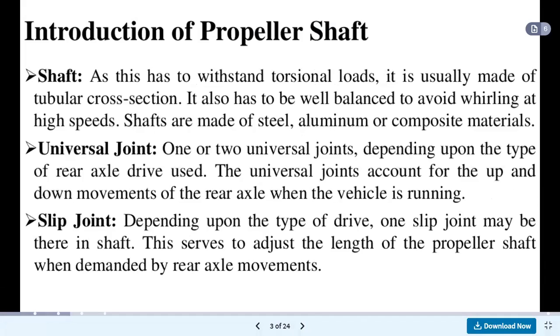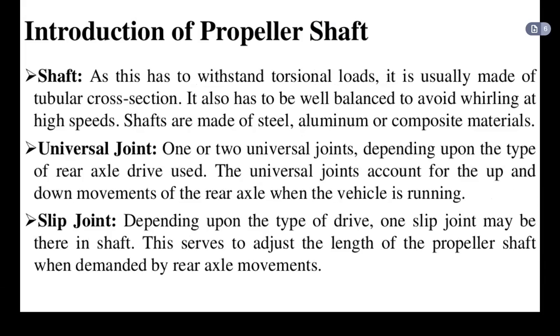If we see what is meant by shaft, as this has to withstand torsional loads, it is usually made of tubular cross section. Okay, tube-like structure is used for making this propeller shaft. If we cut that shaft and observe it, the cross section may be tube-like, so it is called as tubular cross section. It also has to be well balanced to avoid the whirling at high speeds. As tube is provided, a hollow part is there, and in this way the whirling is avoided.